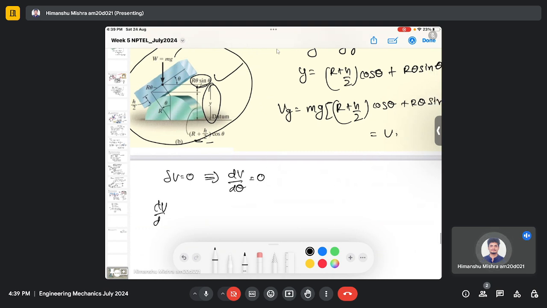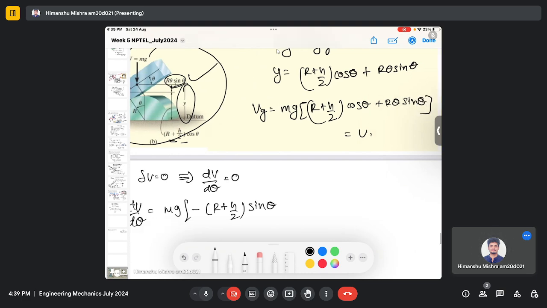So its derivative will be minus r plus h by 2 sin theta. Here we have r sin theta plus r theta cos theta.